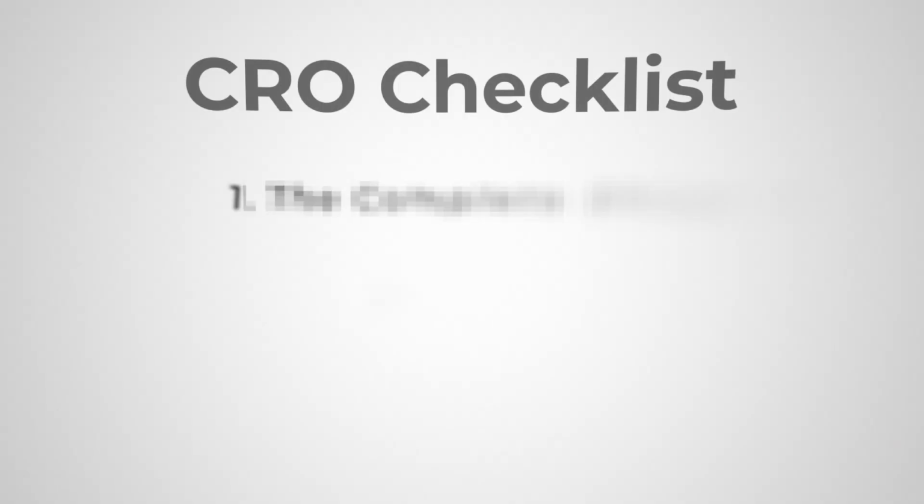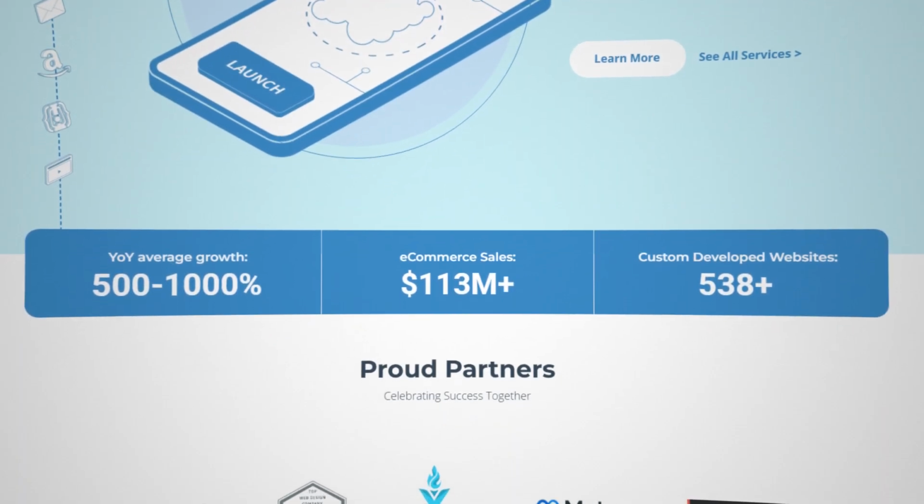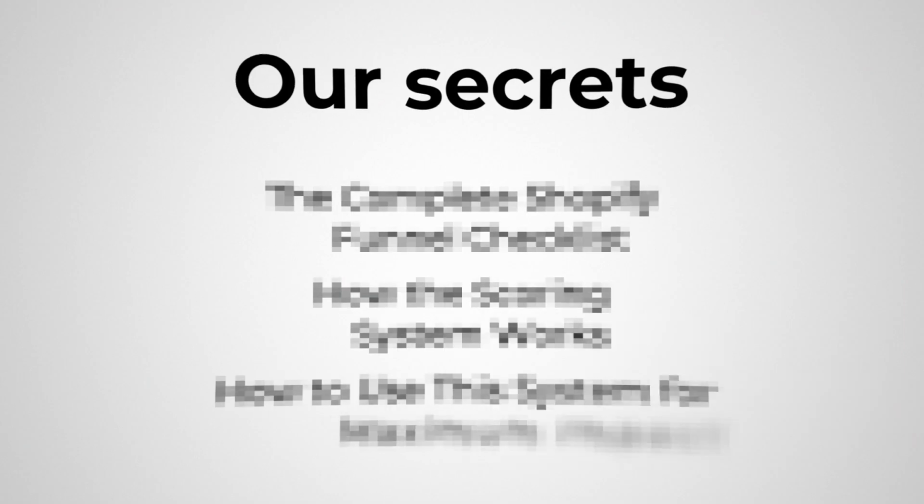I'm about to take you through our CRO checklist, the same one that we've used to build over 538 websites and do over $113 million on Shopify. After growing my own Shopify brand to $25 million and helping other brands grow to 7 and 8 figures plus, including brands from 1 million to 5 million and 3 million to 30 million, I'm going to give you the exact recipe and secrets that we use to optimize websites' conversion rate.